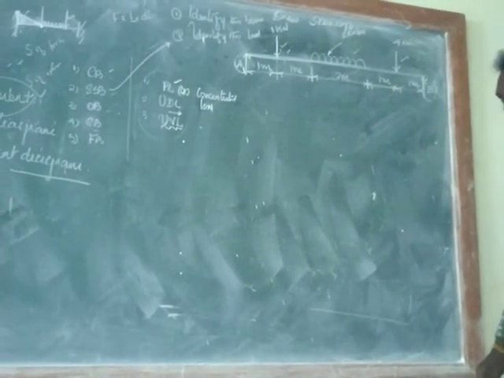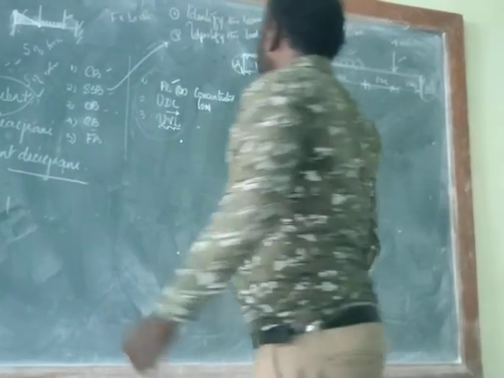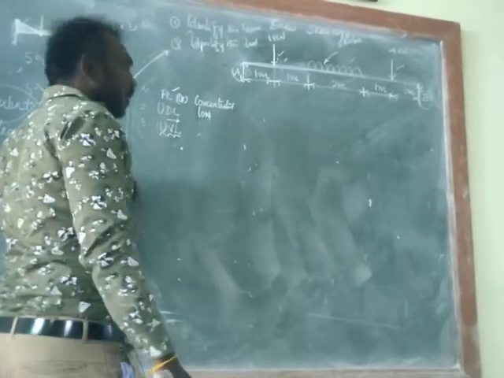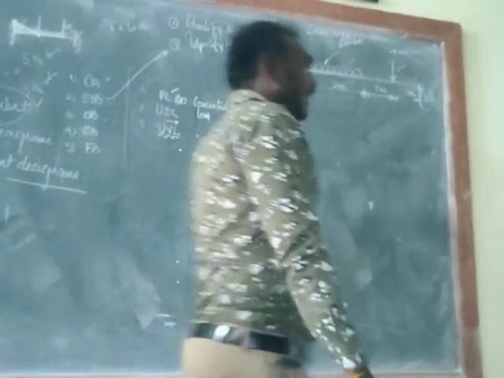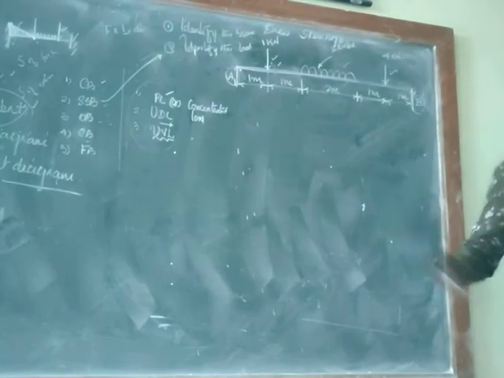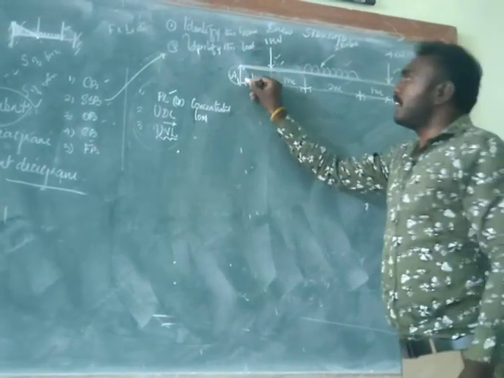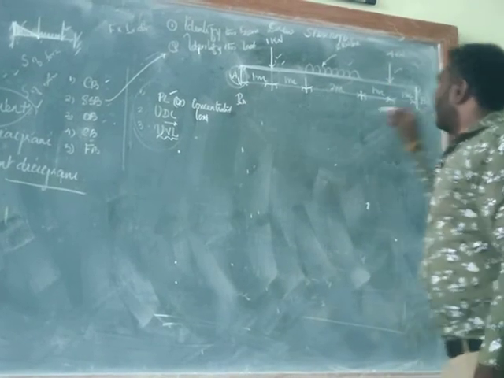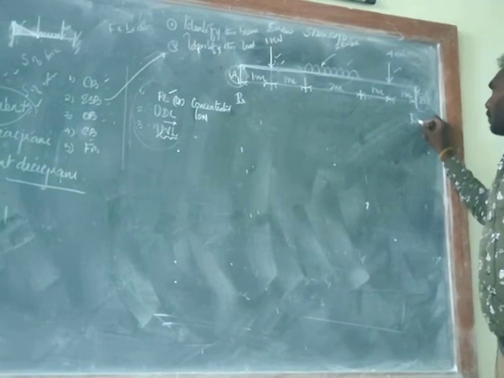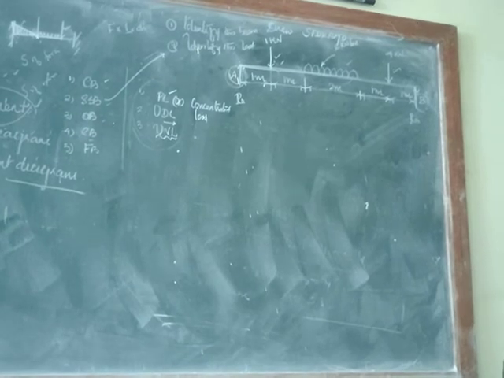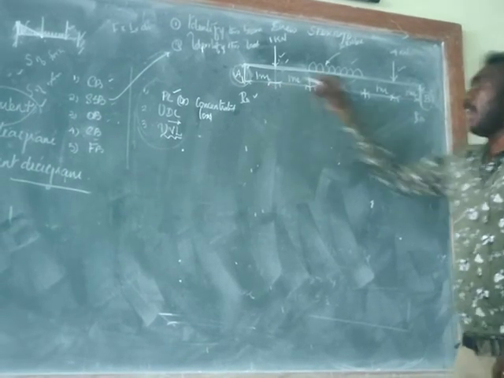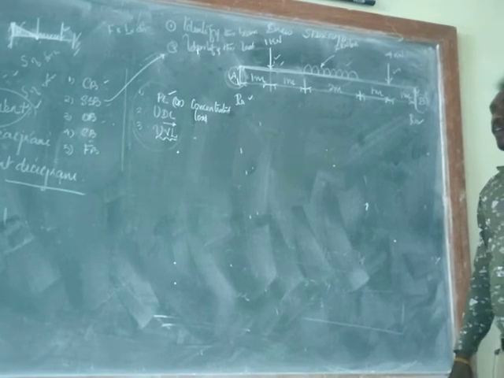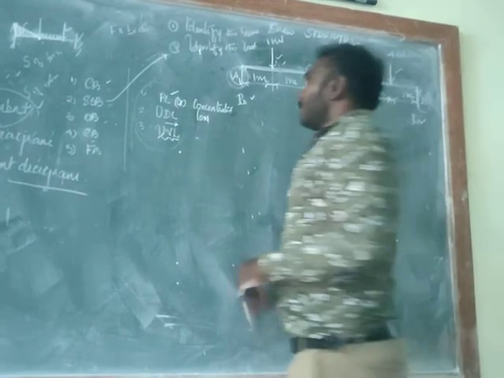Now we are going to draw the shear force diagram and bending moment diagram for the given beam. For that, first we calculate the value of the support reactions. This is the support reaction RA, this is the support reaction RB. We are going to calculate the values of RA and RB. This is the first step. For that, we are calculating the moment at A.